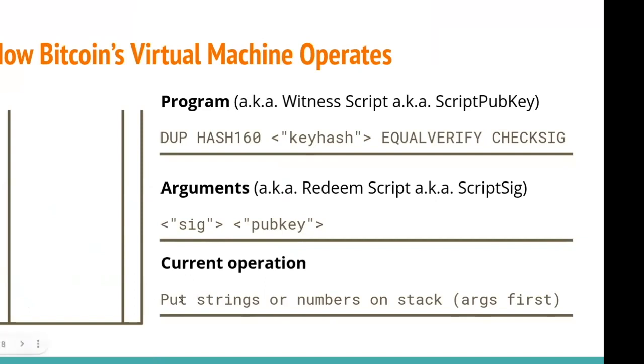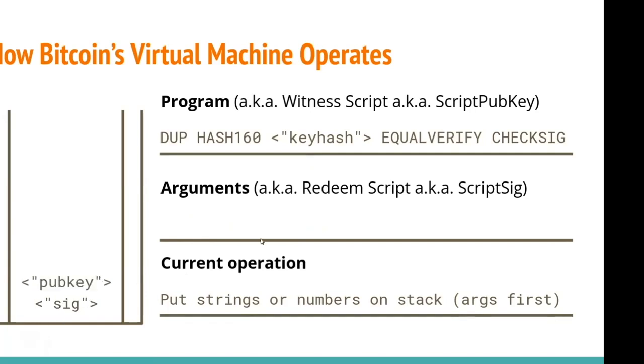And the current operation, whenever you start a Bitcoin script, the first thing it does is it checks the arguments section and tries to find any strings or numbers that are on this stack. And if there are any, it's going to pop them into this stack over here, which is the execution stack. So we'll just see that it says, okay, I looked in arguments, I found a signature, so I'm going to pop that signature into the execution stack.